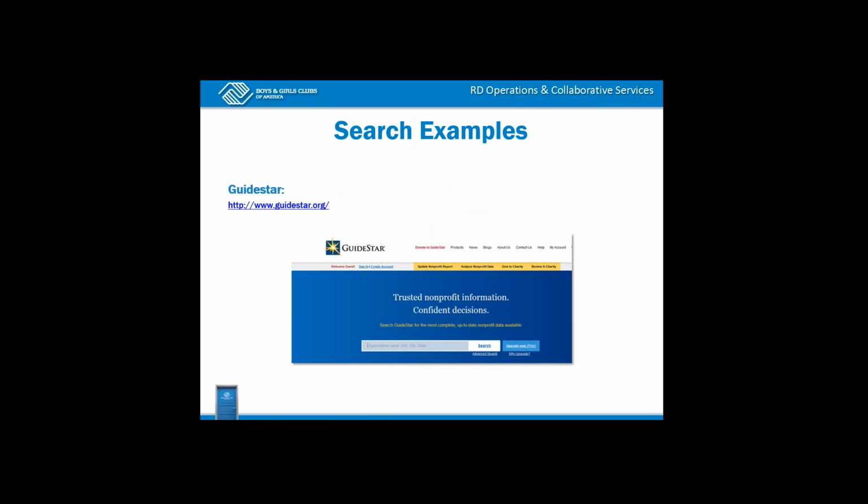And again, this is guidestar.org. If you went in here, you could set up your own account for free and then start to do some more advanced searches.